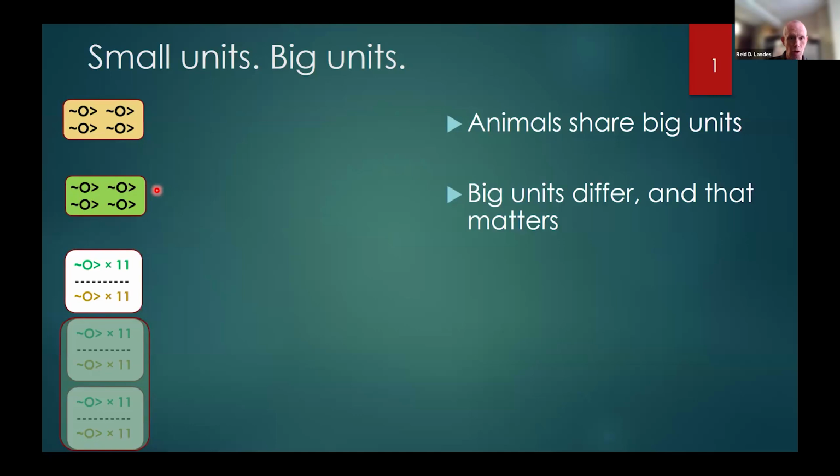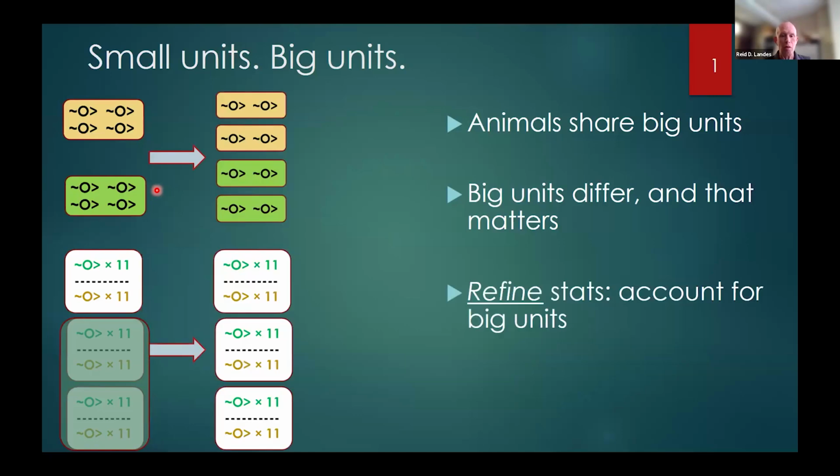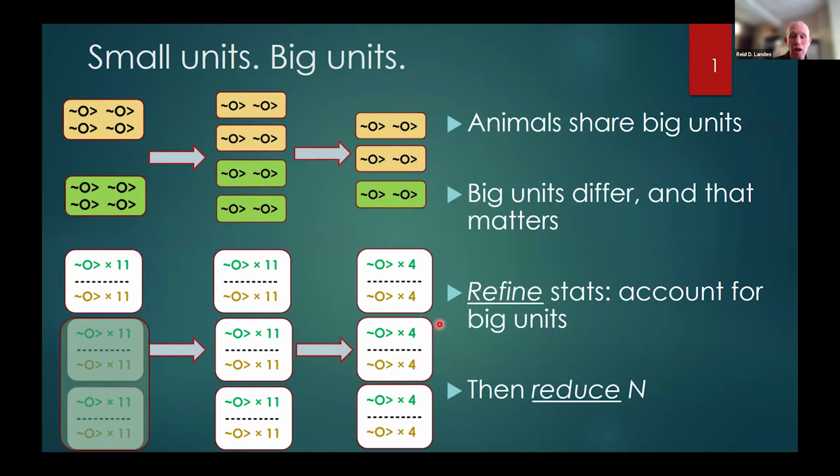So since this is about the 3 R's, one thing that I will talk about is refining our statistical analyses. And what we want to do when we refine our statistical analyses is to account for those big units in our statistical analyses. When we do that beforehand, before we ever do the experiment, it turns out that we can reduce our overall sample size, which is just great.